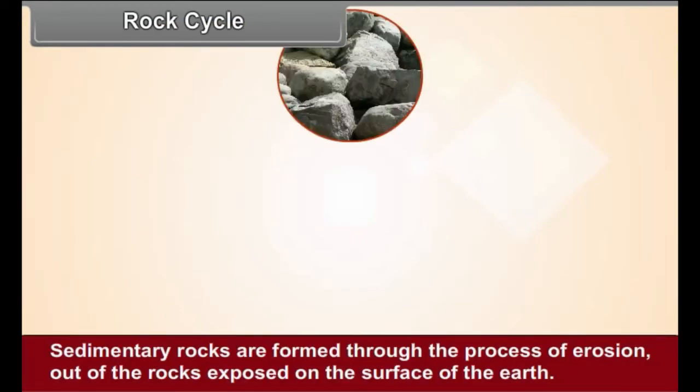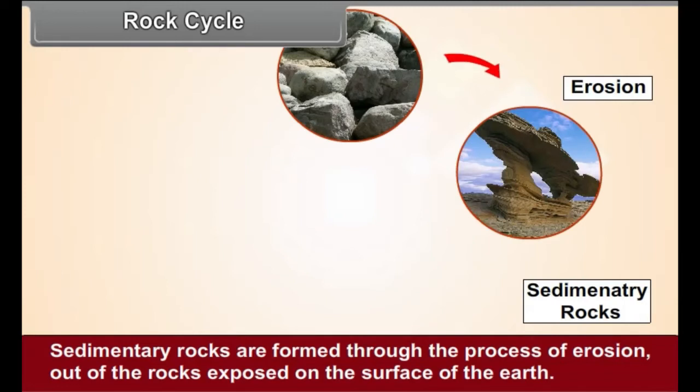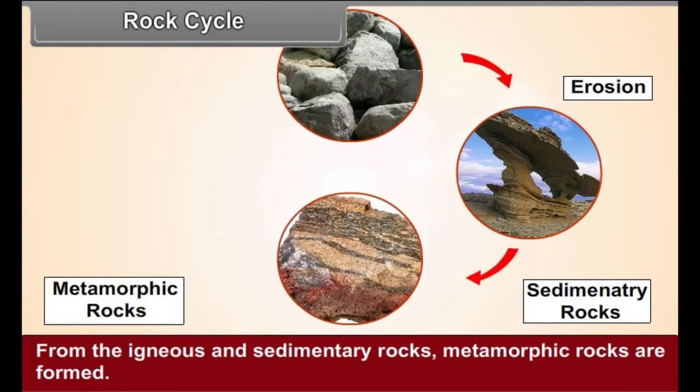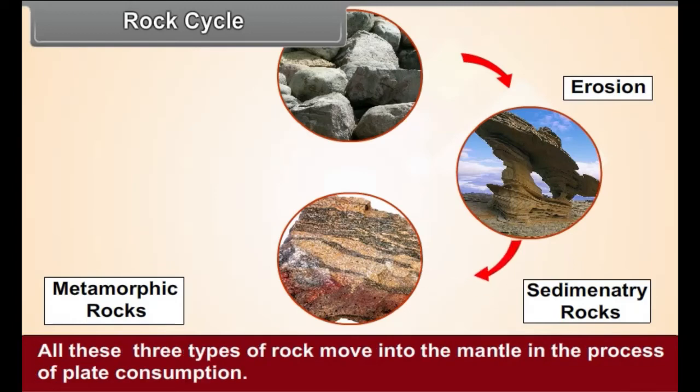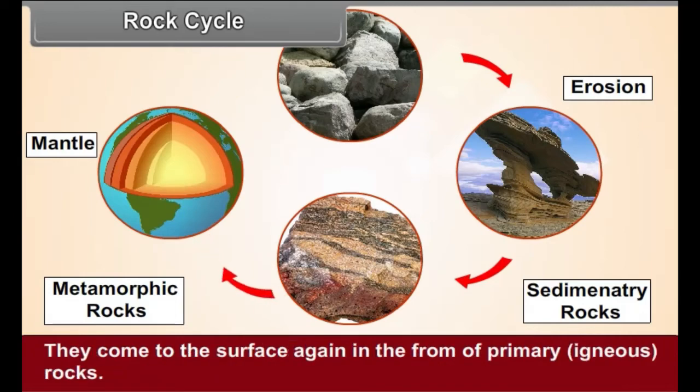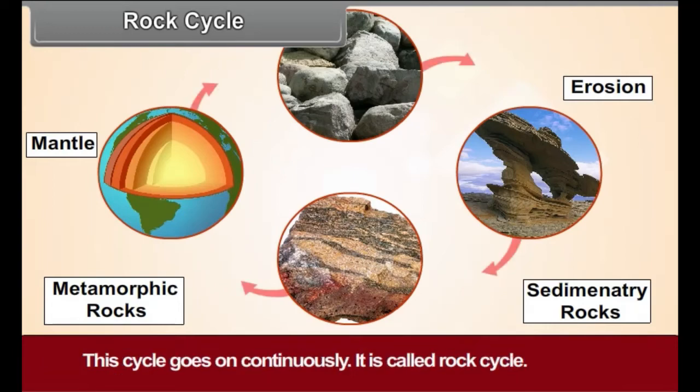Rock cycle. Sedimentary rocks are formed through the processes of erosion out of the rocks exposed on the surface of the earth. From the igneous and sedimentary rocks, metamorphic rocks are formed. All these three types of rock move into the mantle in the process of plate consumption. They come to the surface again in the form of primary igneous rocks. This cycle goes on continuously. It is called a rock cycle.